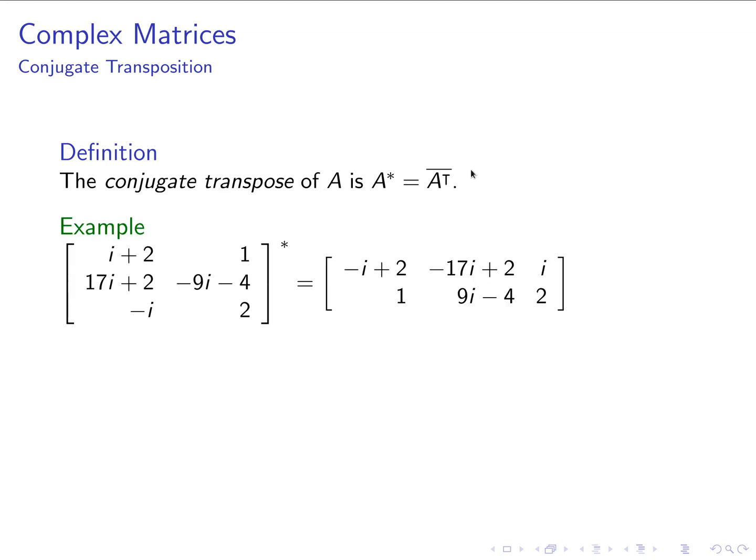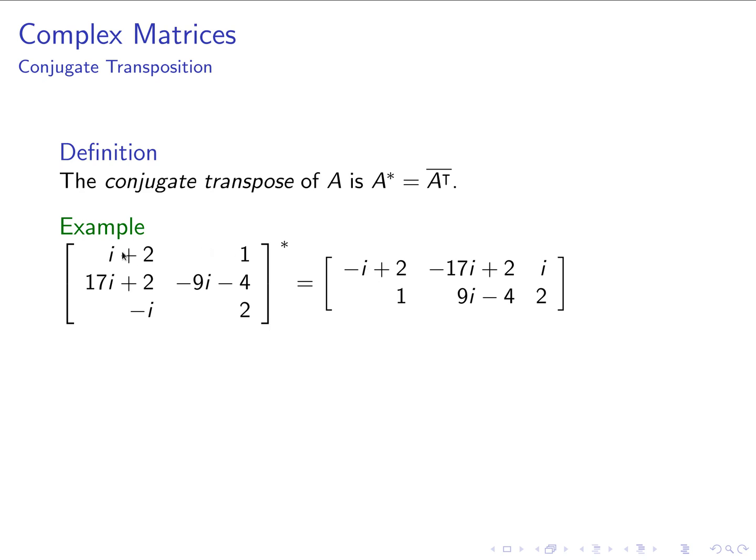So for instance, here we have a 3 by 2 complex matrix. We're raising the matrix to the star operator, which means we are going to transpose, and then we're going to conjugate all of our entries. So when we transpose this 3 by 2, we construct a new 2 by 3, and then we're going to conjugate all of the entries in that 2 by 3.